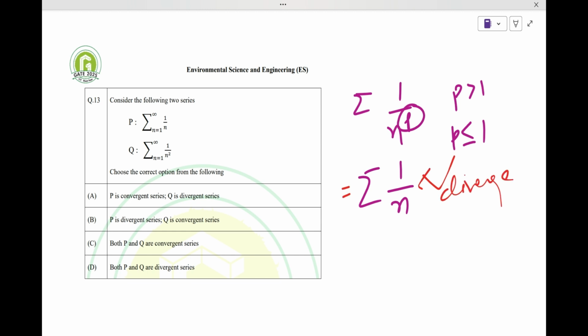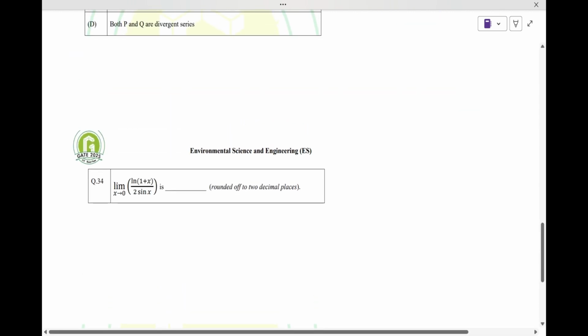So this one is your P, capital P, that is divergent. For Q, that is 1 by n square, here p equals 2, which is greater than 1. If it is greater than 1, then it will converge. So option B is the correct option. That is, P is a divergent series, Q is a convergent series using the p test. Just remember this thing.